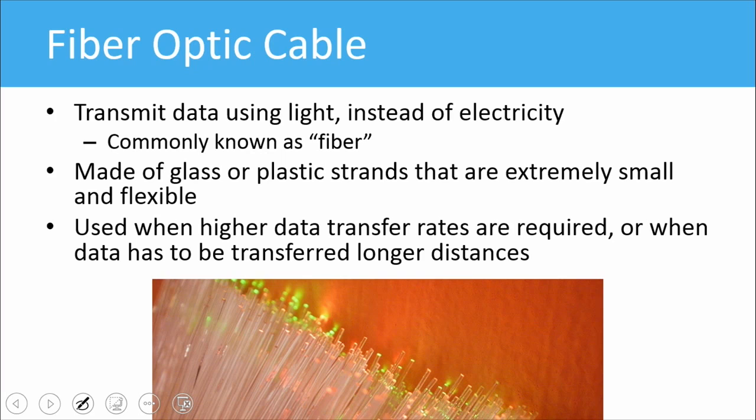They have incredibly higher data transfer rates, and they're used in situations when high data transfer rates are required, and also when data needs to be transferred longer distances. And that's because data can travel at the speed of light, which is really fast. You've probably heard that, the speed of light. Also, light can travel a much longer distance than electricity can before the signal degrades. And so that's why it works so well. It also happens to be a little bit or a lot more expensive in some instances.